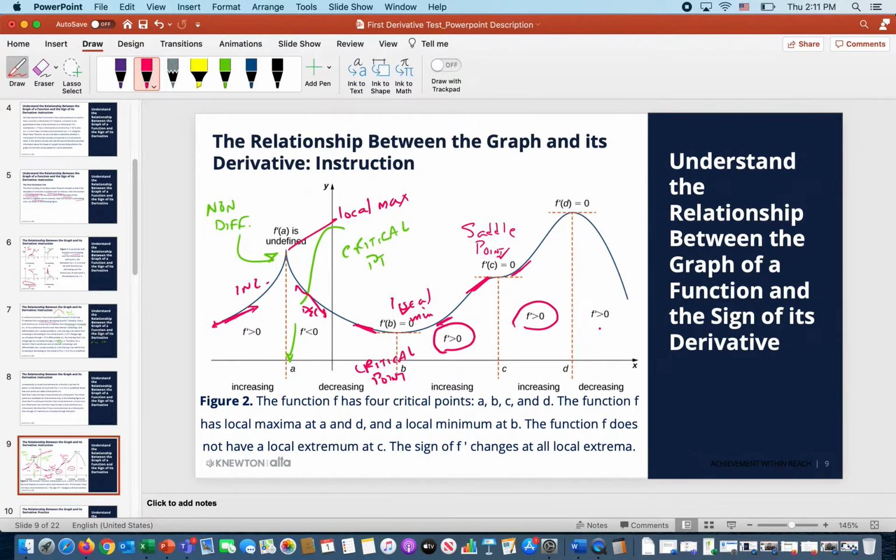And then right up here, we have one more place where we have a maximum. We went from increasing to decreasing. So that is a max.